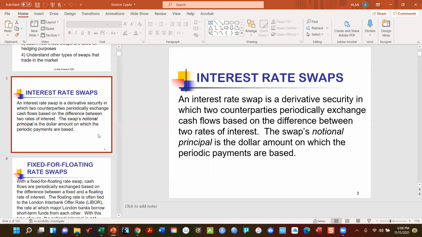Now, interest rate swaps are based on the exchange of cash flows between two different kinds of interest rates. Typically, one of those interest rates is a fixed rate of interest, which never changes, and the other is typically a floating rate, which is reset on a regular basis.